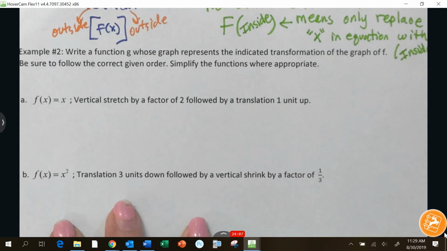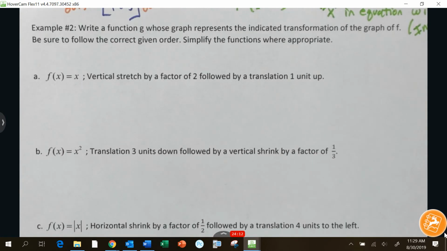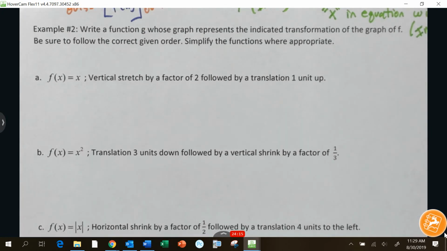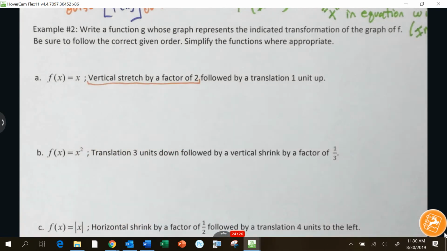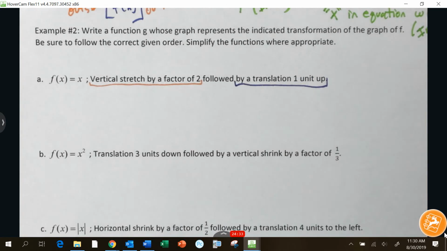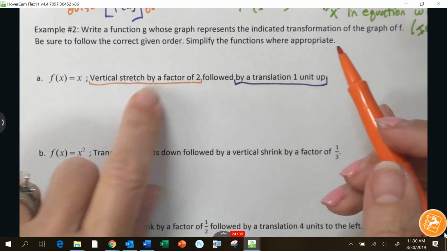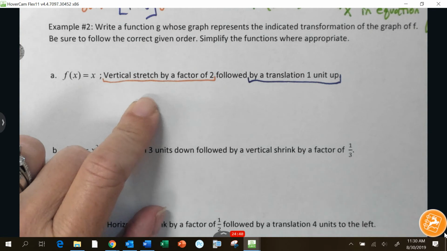So order does matter for these. Most of them matter. Question A, f of x equals x. Super easy equation, x. Vertical stretch by a factor of 2 followed by a translation 1 unit up. Since order matters, I like to do the first half as a separate equation and then use that to find the second half. So I kind of separate it by the words "followed by." My first half is not going to be my final equation. It's kind of like halfway through.